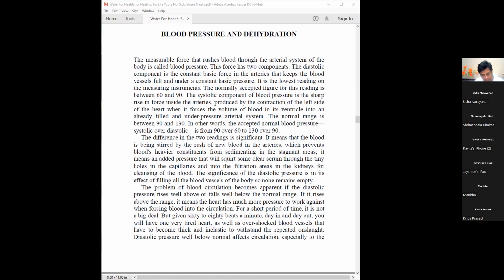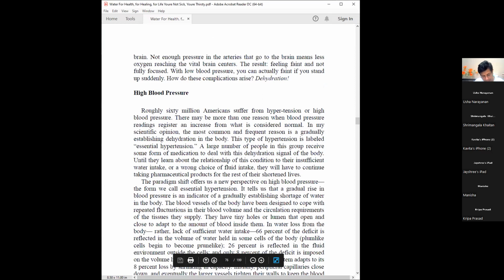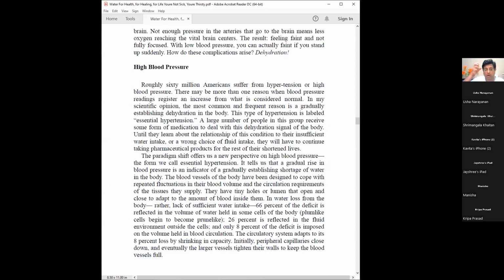Diastolic pressure well below normal affects circulation, especially to the brain. Not enough pressure in the arteries that go to the brain means less oxygen reaching the vital brain centers. The result: feeling faint and not fully focused. With low blood pressure, you can actually faint if you stand up suddenly. How do these complications arise? Dehydration. So again, if there's not enough hydration in the body, the blood is not flowing properly. It's not full. The red blood cells are not pumped up, right? They're not puffed up. So the volumetric amount of blood starts to go down, which creates low blood pressure, which does not allow the blood to go into the small capillaries and into the brain, which causes problems, and you could faint because of that.